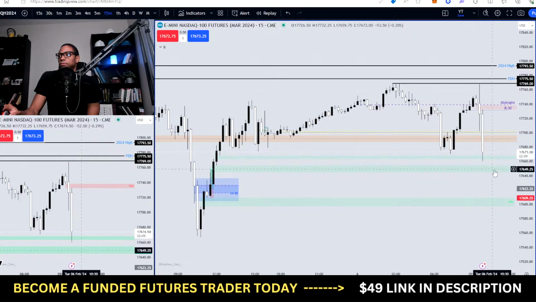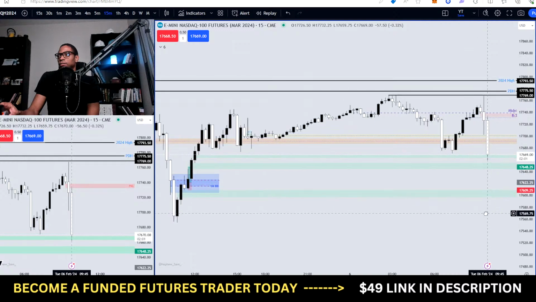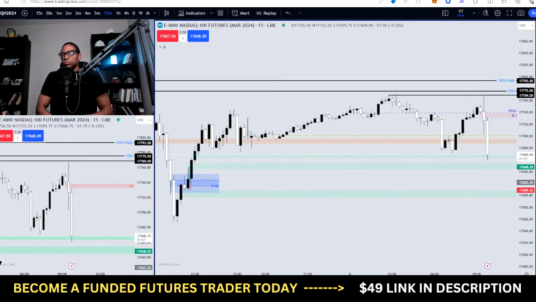I just wanted to see if this fair value gap was going to hold or if we were going to dip into the one below. And before it looked like maybe that one was going to hold, but now starting to have questions about whether that will hold and whether we'll move into the one just below it.